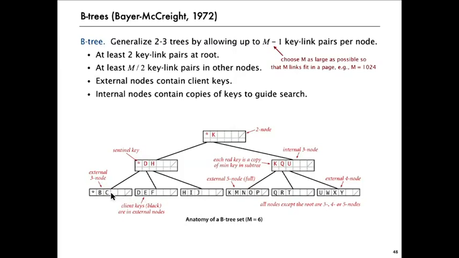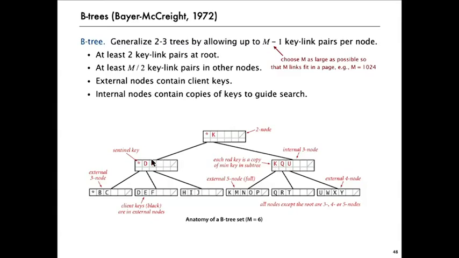And so the external nodes have no links, they just have keys. And they're kept in sorted order. So for example, this is m equals 6, this is an external 5 node. So it's got 5 keys, it's got room for one more temporary one. And then what'll happen is when you insert into a full node, it'll split the same as before, and then we'll pass the split up, causing a split higher up.